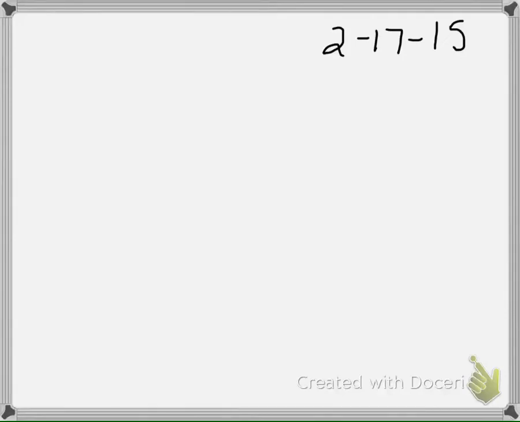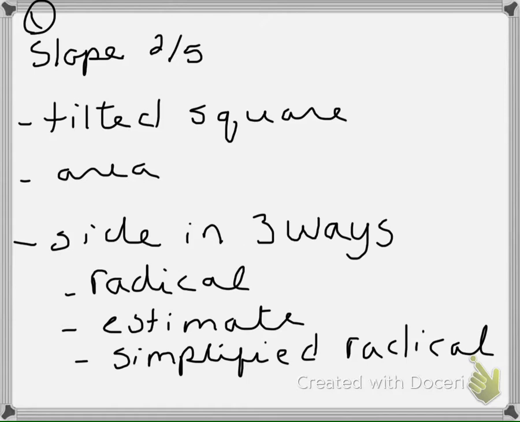This is homework for Tuesday, 2/17/15, and tonight you'll be doing something a little bit different. So the first thing you're going to be doing for every problem is I'm going to give you a slope. The first slope I'm giving you is 2/5. That means go up 2 and to the right 5.